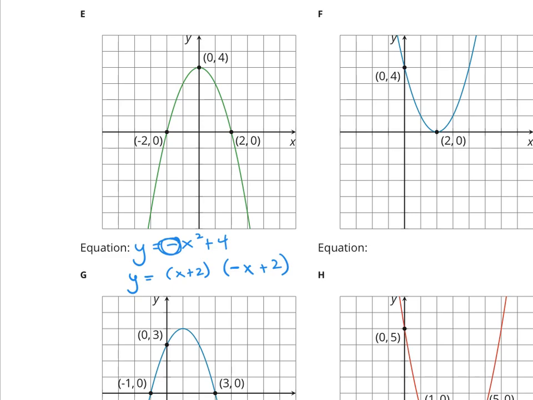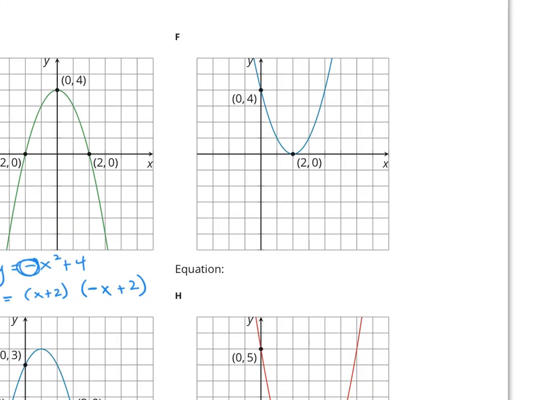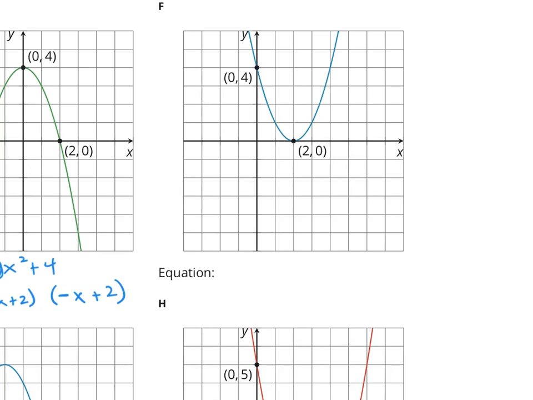All right, let's take a look at graph F. Now this graph looks a little different than what we've seen before. Notice that there's only one x-intercept and the y-intercept is not at the origin. It is actually at (0, 4). Looking at the x-intercept of (2, 0), if we were to write this equation in factored form, we would say, well, one of them is definitely going to be x minus 2.